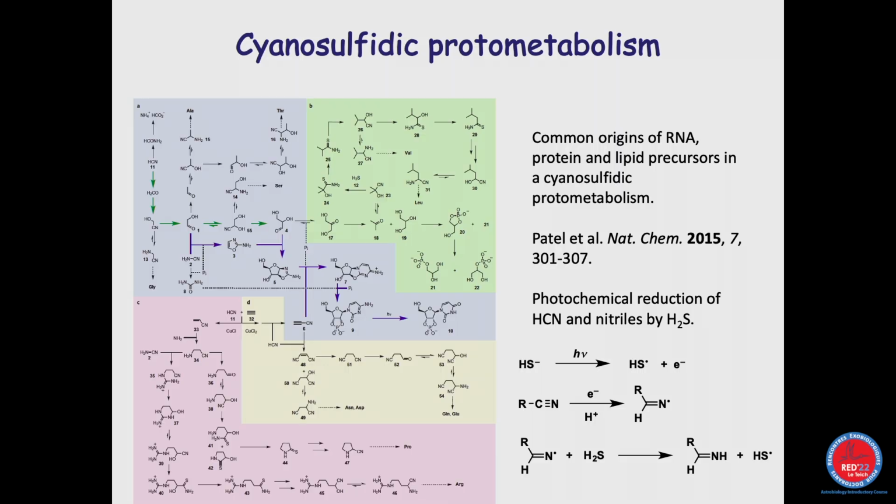And this suggests that there is an important role for photochemistry at the origin of life, and I show you this example. Don't look at the complexity of this system. This work was carried out in the lab of John Sutherland, and corresponds in fact to the photochemical reaction of this sulfide that leads by irradiation with UV light to an electron which is able to reduce hydrogen cyanide and other nitriles to give this compound.